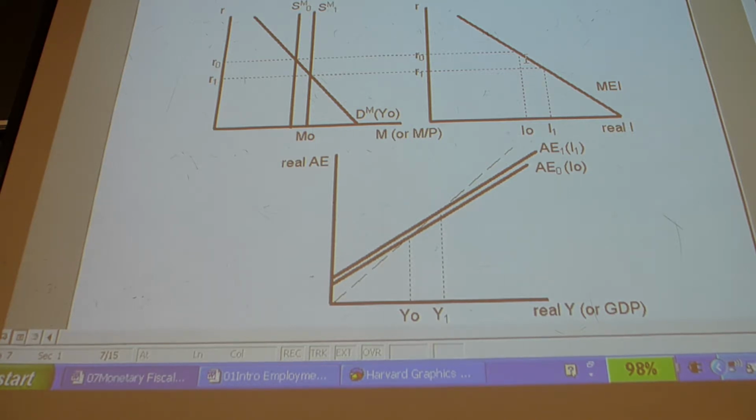So if Keynes was here, like in 2008 with Obama, he would say, it's pointless to lower the interest rate below 2%. You're not going to get much action there. You're not going to get much investment. You should increase government spending.